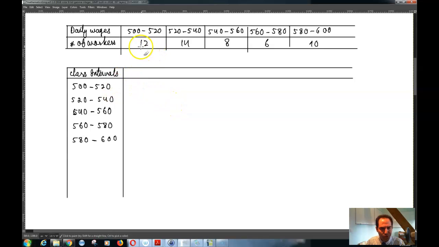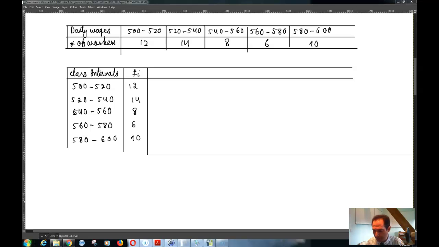And then the frequencies related to these class intervals, you can call them f of i, are 12, 14, 8, 6, and 10, right? Then you need to calculate your x of i, because your formula in the simplest form, using the direct method, is x bar equal to sigma f of i times x of i divided by sigma f of i.